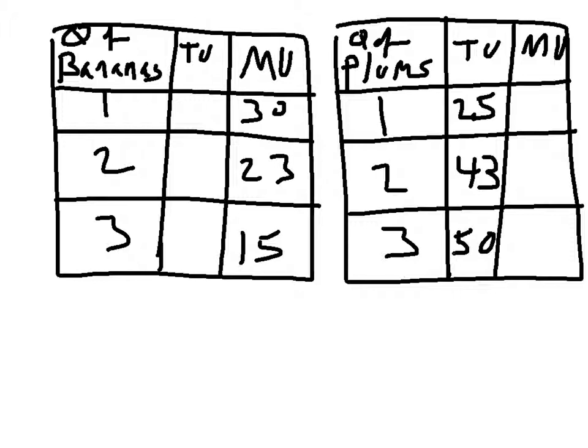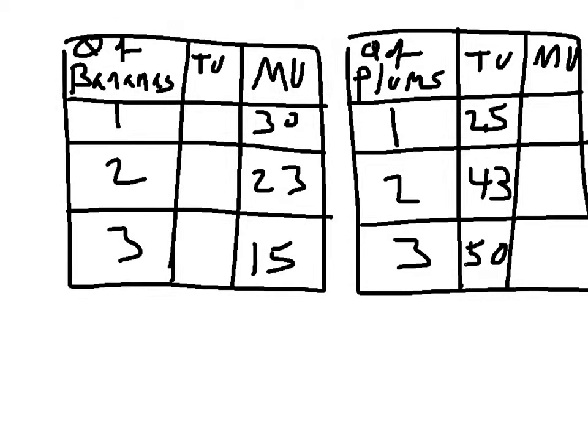Well, to get total utilities, you simply add together the marginal utilities. Well, what is the marginal utility from the first banana? It's 30, so the total utility must also be 30. Let me write that in here.